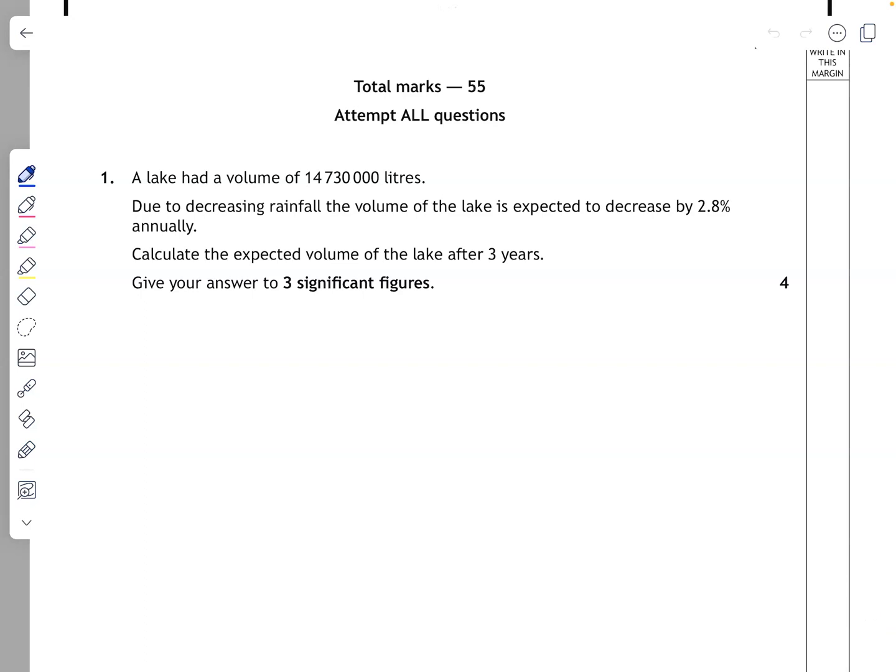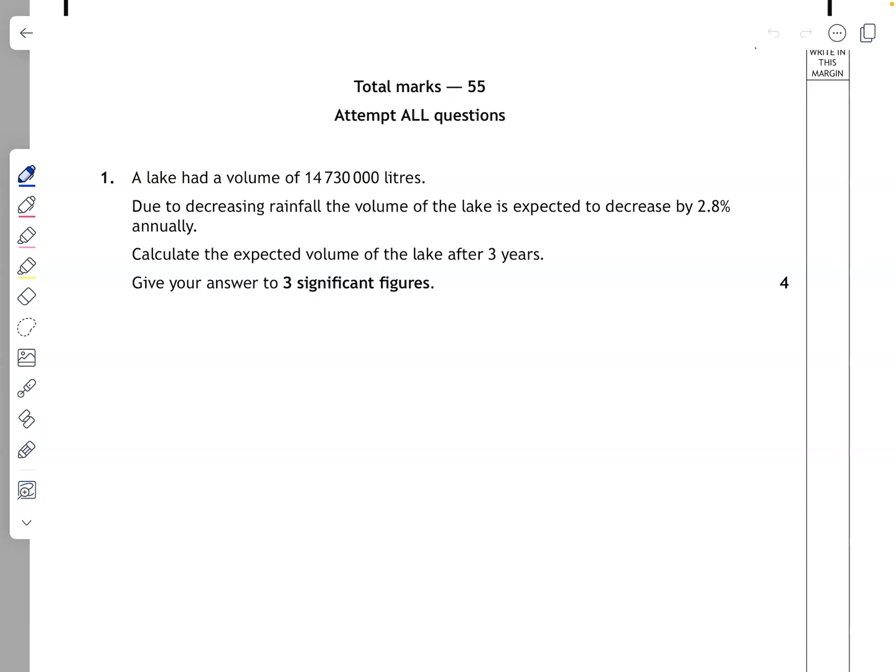A lake had a volume of 14,730,000 litres. Due to decreasing rainfall, the volume of the lake is expected to decrease by 2.8% annually. Calculate the expected volume of the lake after 3 years. Give your answer to 3 significant figures.